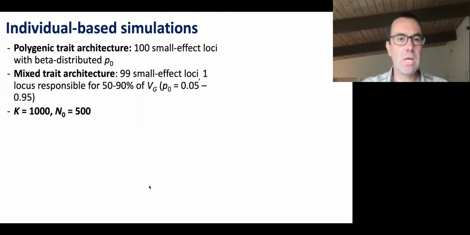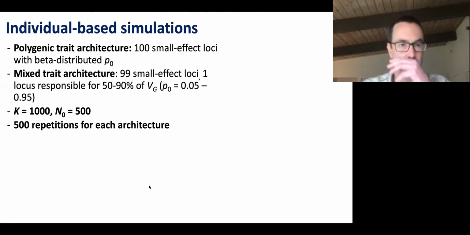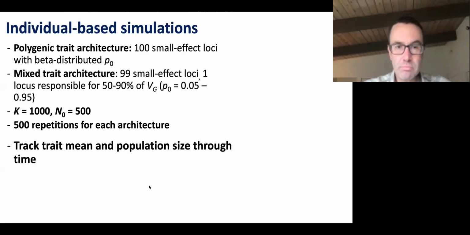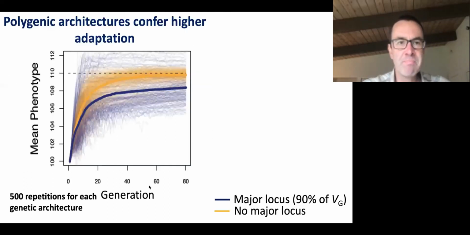We assume carrying capacity is 1,000 and the initial population size is 500. And we ran 500 simulation repetitions for each genetic architecture. And then we tracked the trait mean and the population size through time.